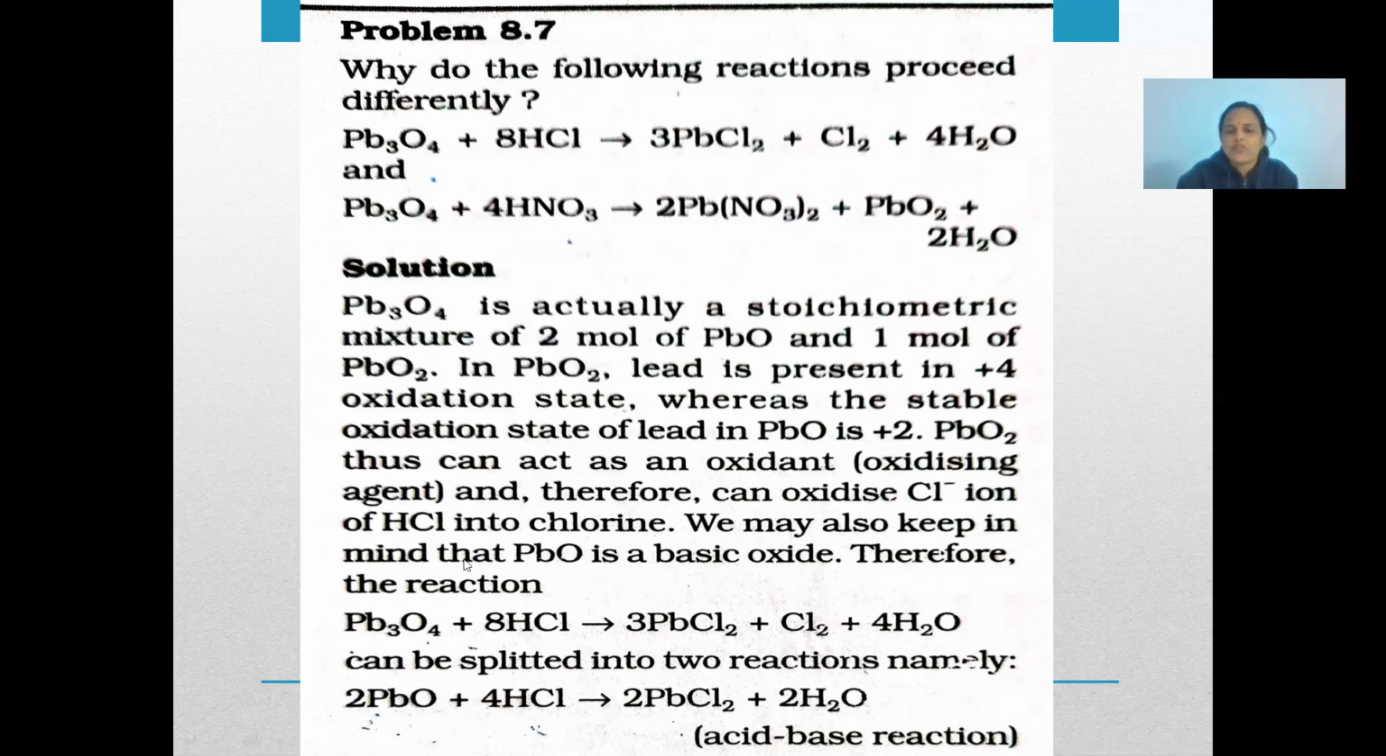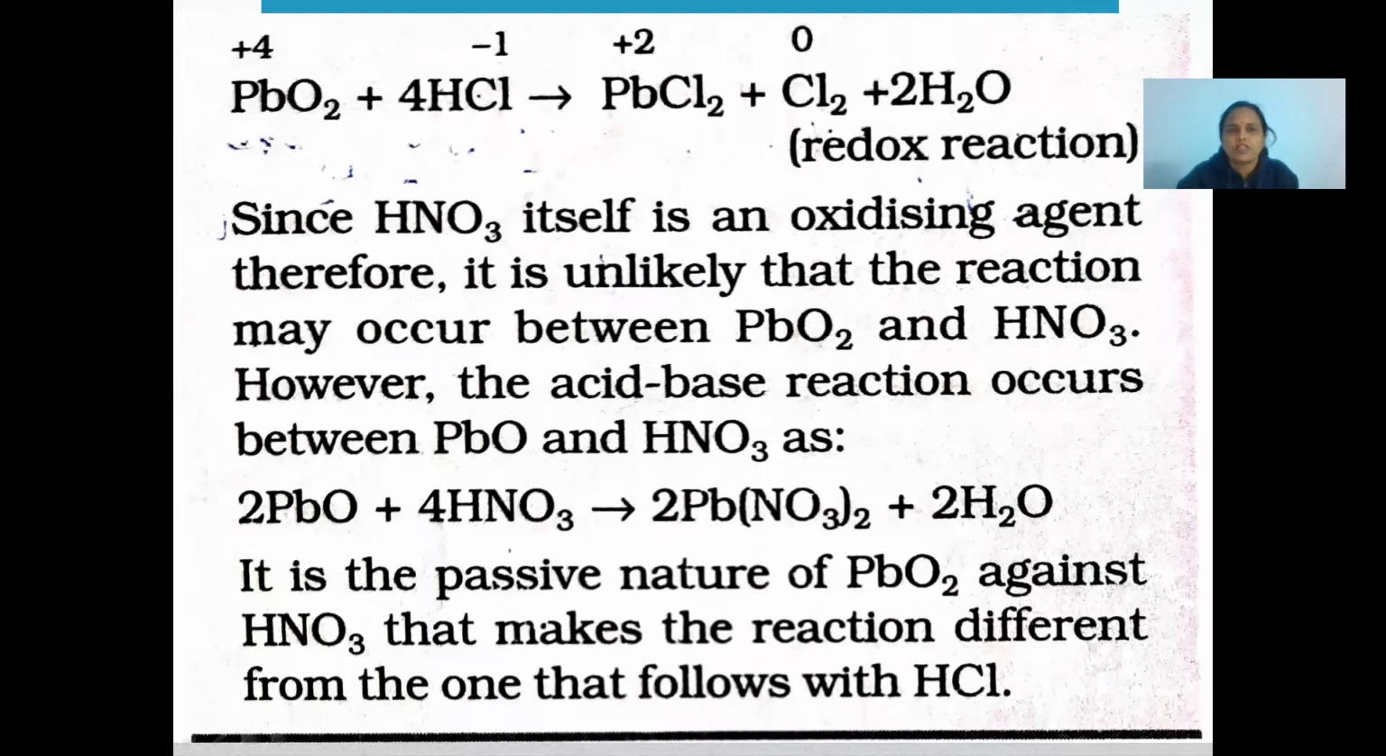So there are 2 types of reactions which occur when Pb3O4 reacts with 8 moles of HCl, forming lead chloride plus chlorine plus 4H2O. Since it is a combination of 2 moles of PbO and 1 mole of PbO2, 2PbO plus 4HCl gives 2PbCl2 plus 2H2O. This is an acid-base reaction that is taking place. And the second split-up reaction is PbO2 combines with 4HCl, and since it acts as an oxidizing agent, a redox reaction takes place, forming PbCl2 plus Cl2 plus 2H2O.